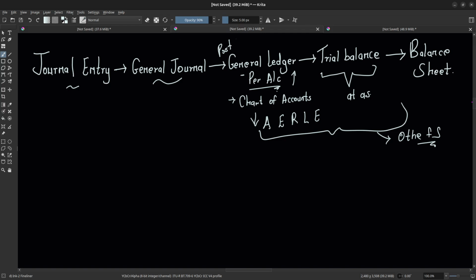So basically that is an overview of the journey to financial reporting: how we come up with the whole set of financial statements, and where that information begins. So let's go back to the T account.